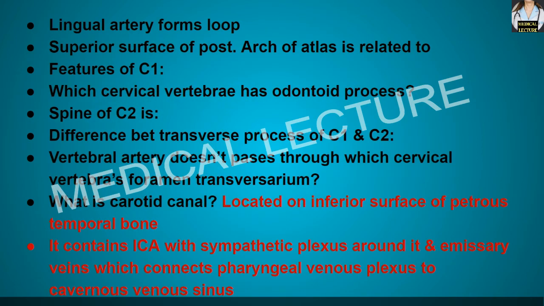Now what is the carotid canal? This canal is located on the inferior surface of the petrous temporal bone and contains the internal carotid artery with the sympathetic plexus around it and an emissary vein which connects the pharyngeal venous plexus to the cavernous venous sinus.